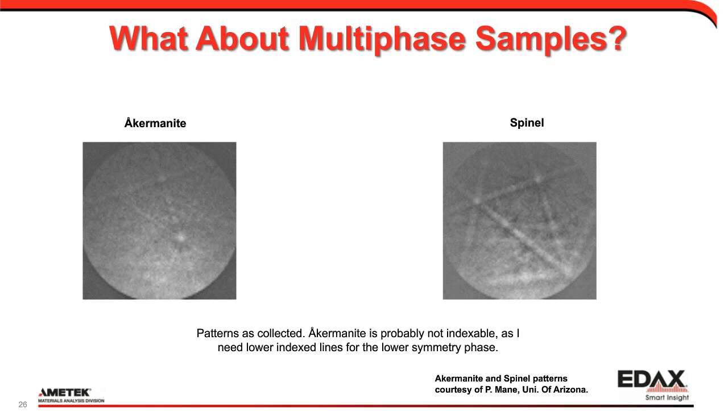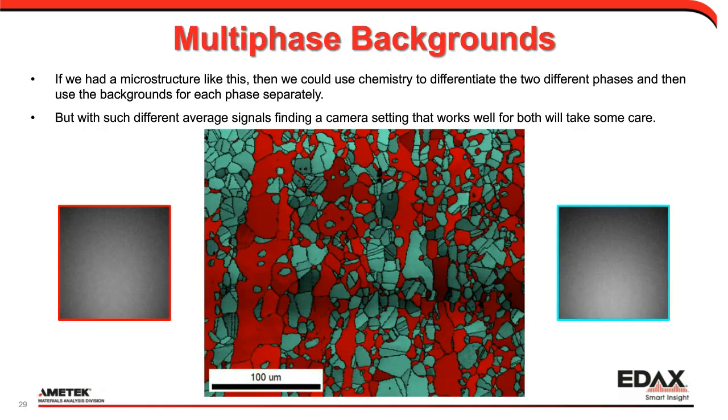Now, again, with a multi-phase sample, you can see the differences between the average pattern and the two phases here, where the one is a little bit more flat field on the left and on the right. If I had a microstructure like this, I can often use the chemistry to help differentiate them, and then go ahead and use the background for each phase separately. Now, this is going to start getting to the power of this whole partition-based approach.